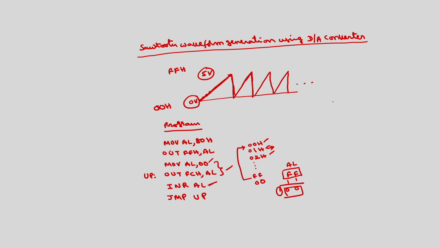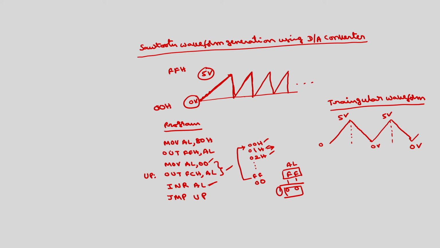Suppose if I want to generate a triangular waveform, the difference between the sawtooth and triangular is, in case of triangular we will be having 0 to 5 volts linear increase as well as 5 volts to 0 volts linear decrease. This is the triangular waveform. This is 0 volts, again 5 volts, again from 5 volts to 0 volts, again 0 volts to 5 volts, 5 volts to 0 volts and so on.